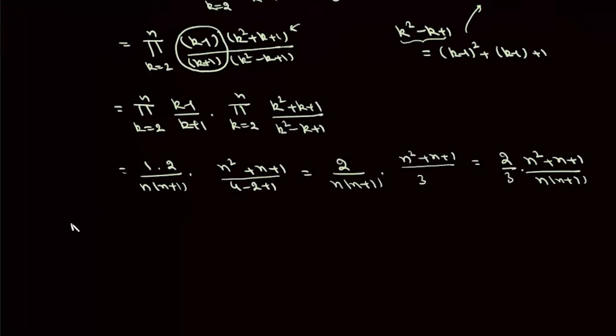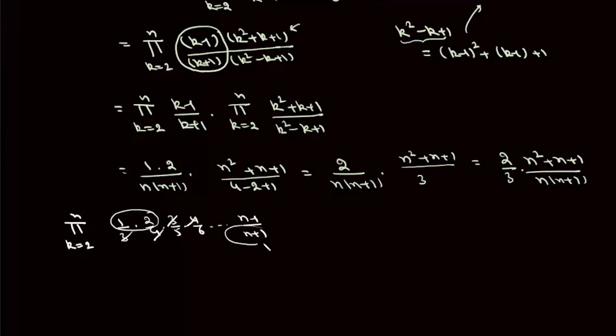So if we solve this first series, this product k varies from 2 to n, it'll be this 1 by 3, 2 by 4, 3 by 5, 4 by 6, and it'll go up to n minus 1 upon n plus 1. Now here, these terms will cancel. Now we have 2 terms left in the numerator and 2 terms left in the denominator. So this first product will reduce to 2 upon n plus 1.